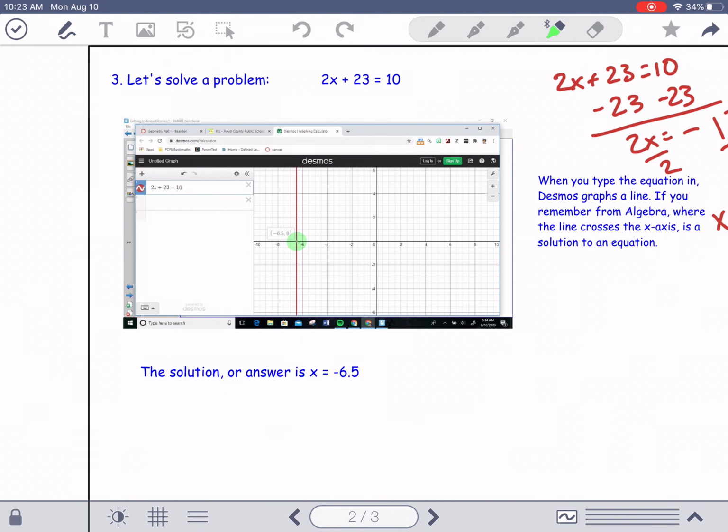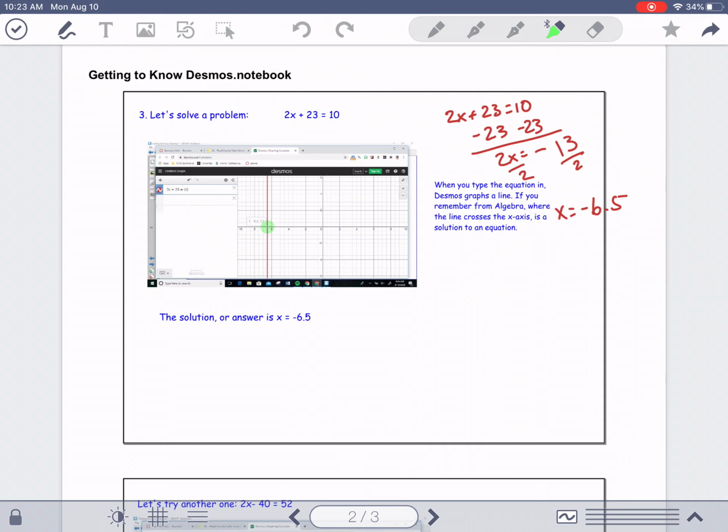Now, if you remember from algebra, wherever your line crosses the x-axis, that would be a solution to your equation. So basically, wherever that line crosses, that's your answer for x. So in this case, x equals negative 6.5. Typing that equation in is a lot quicker than going through all those steps that I went through to solve.